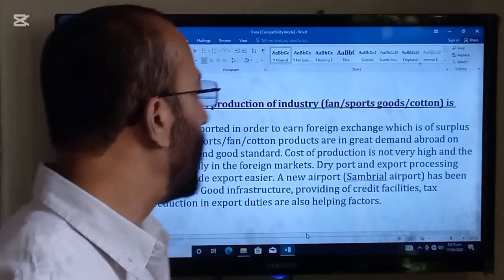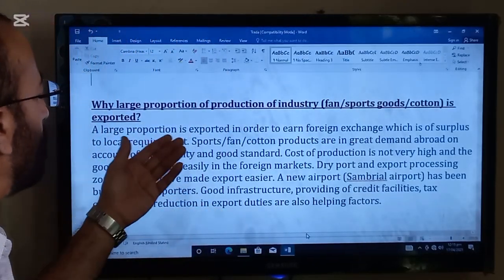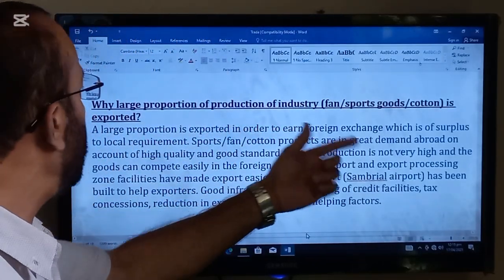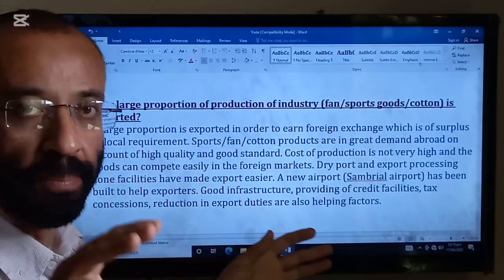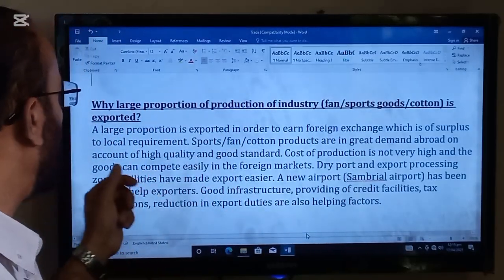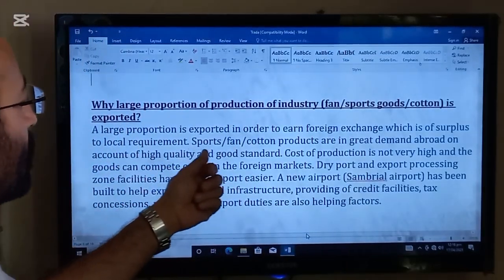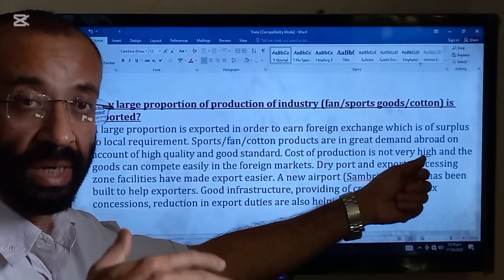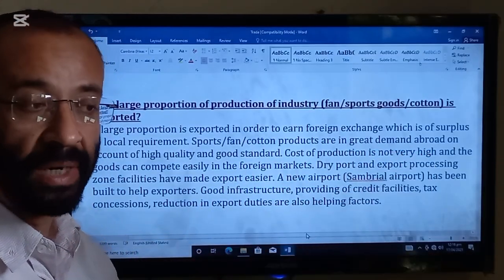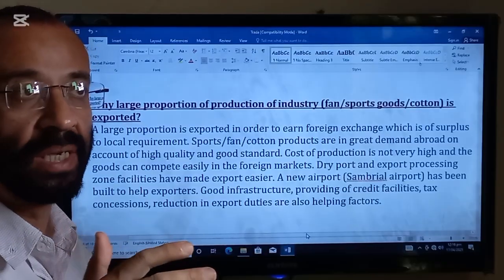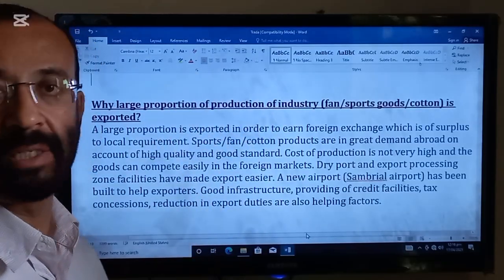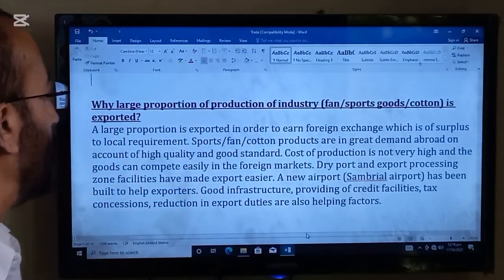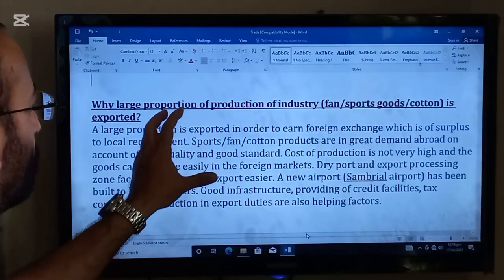The next topic in the lecture is why a large proportion of the production of the industry is exported. The points for this question: a large proportion is exported in order to earn foreign exchange. In addition to covering the local requirement, the surplus is exported to earn foreign exchange. This is the first point.